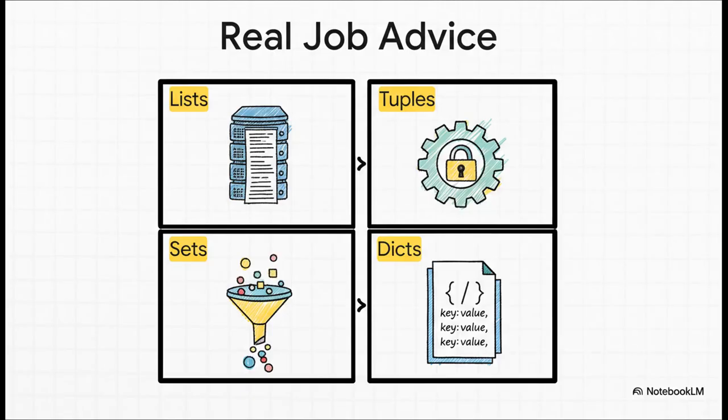And let's connect this directly to getting a job in IT or automation. You will use lists all the time for storing sequences of things, like a list of IP addresses or usernames. Tuples are perfect for those fixed settings that should never, ever change. Sets are your secret weapon for deduplicating that list of IPs. And dictionaries? Oh, you'll see them everywhere when you're working with data from APIs or network device configurations.